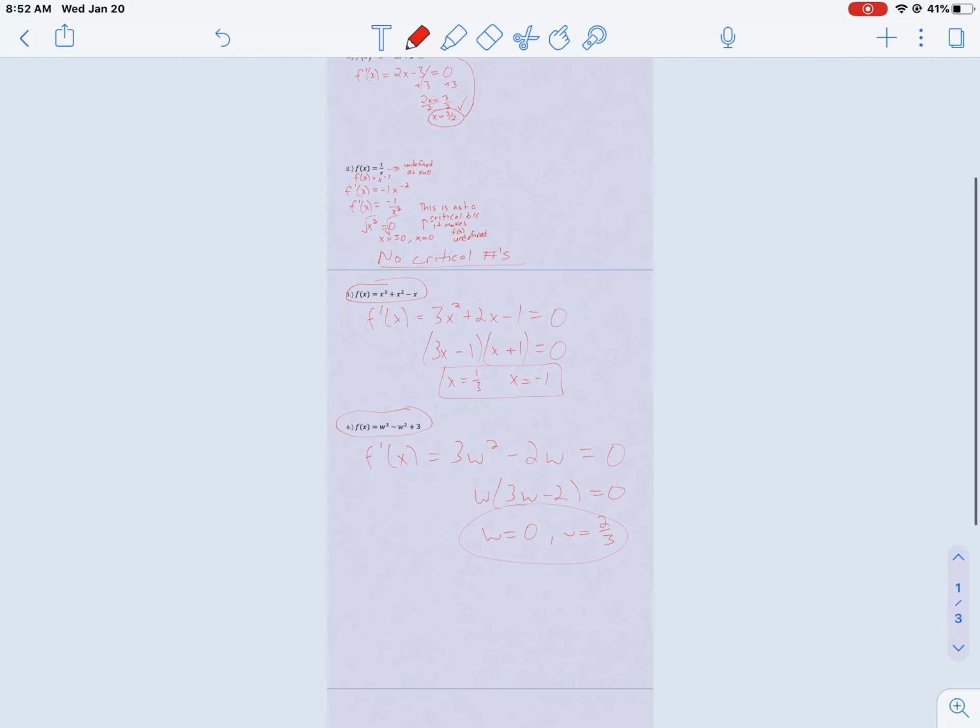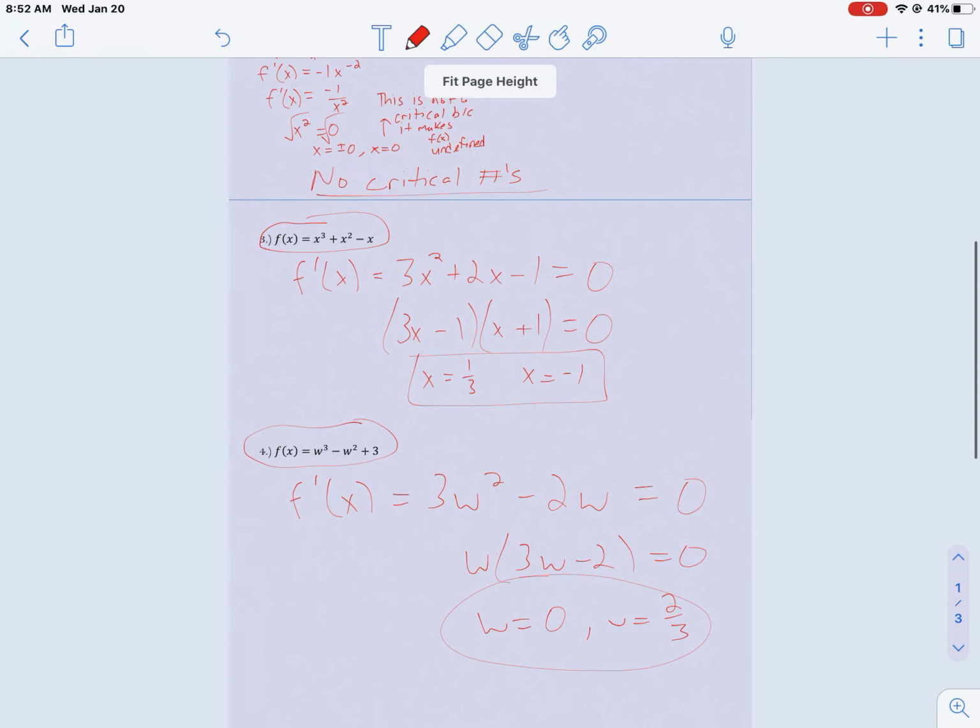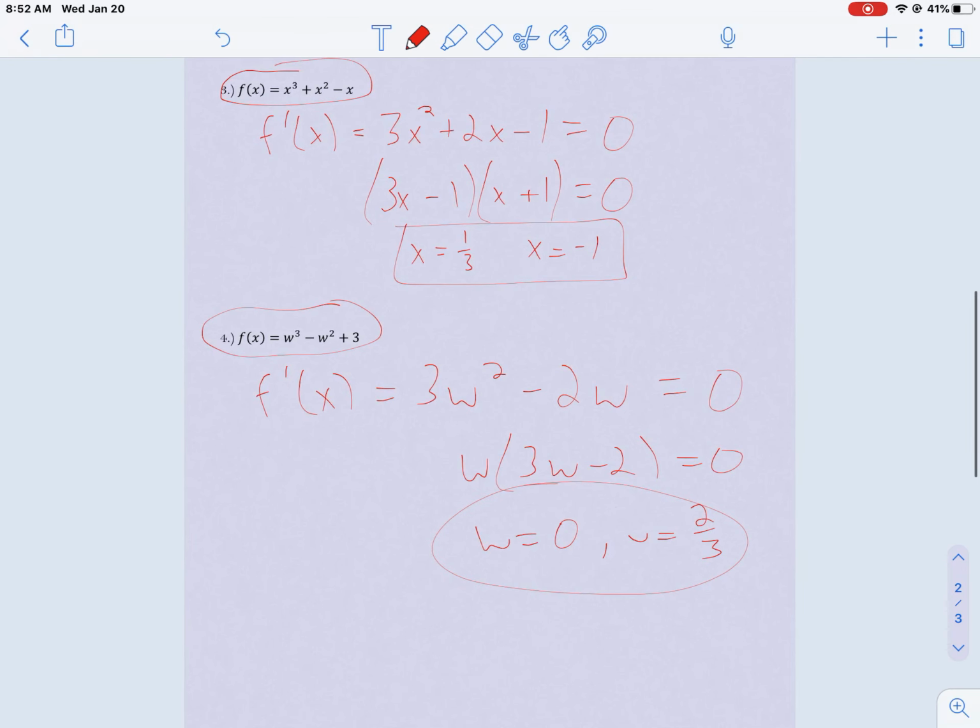Okay, that's pretty much it. That's just a quick overview. We'll keep going with this and do some harder functions, but just to get your feet wet, we want to start with that.